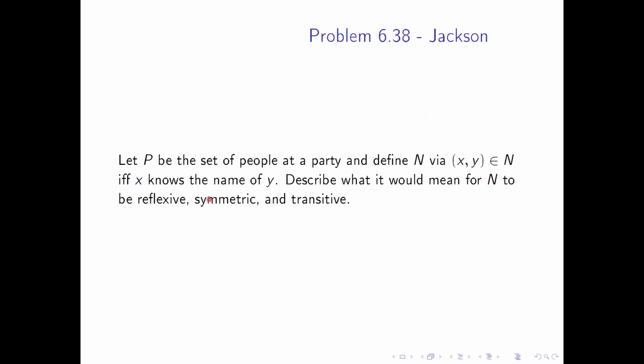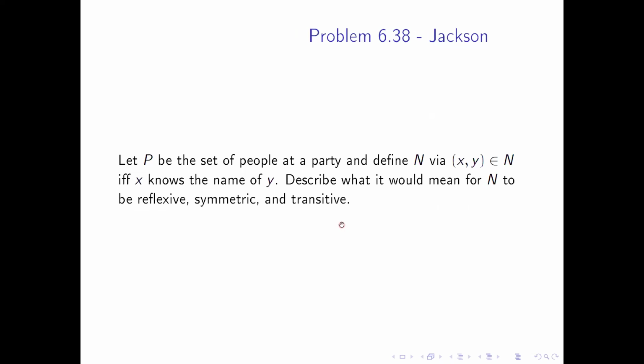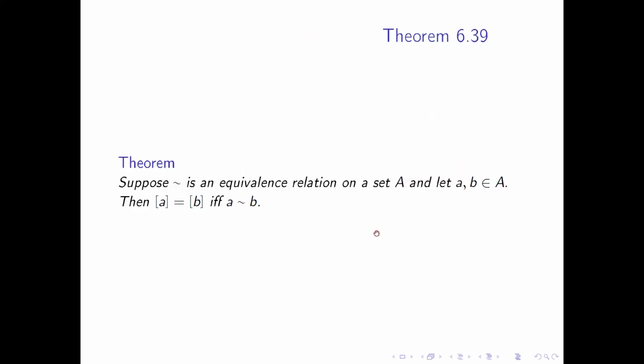And last but not least, Jackson, not forgetting you, sorry, let's let P be the set of people at a party and N be their names again. What would it mean for N to be reflexive? Well, that doesn't seem weird. Something seems weird here. I don't know what's going on, Jackson. Go ahead and do this problem again.